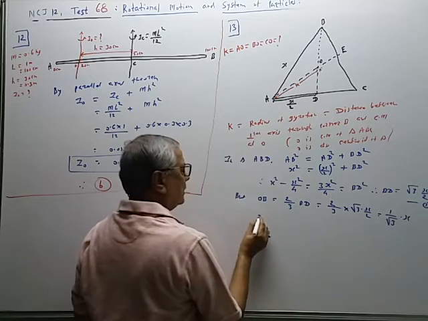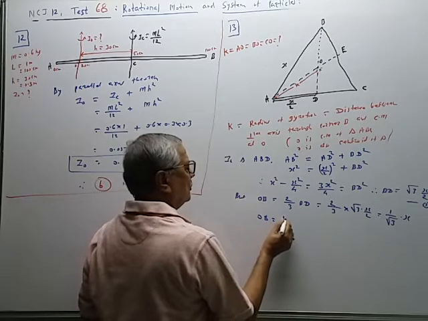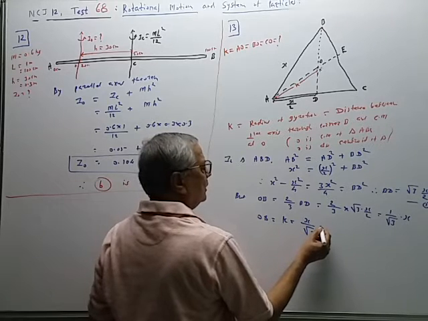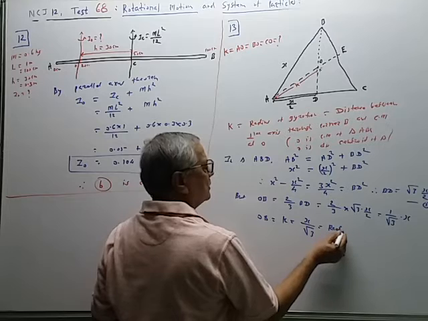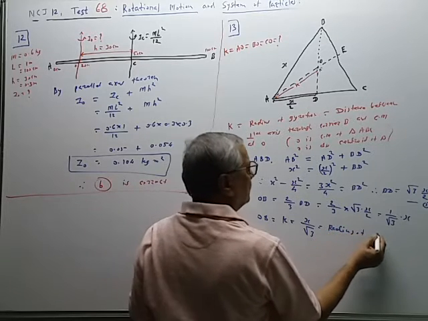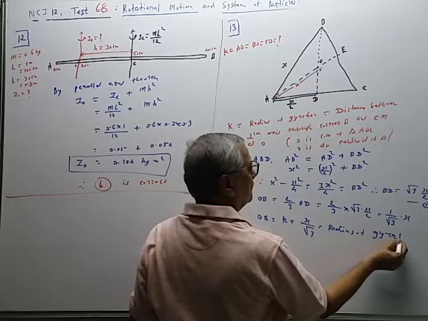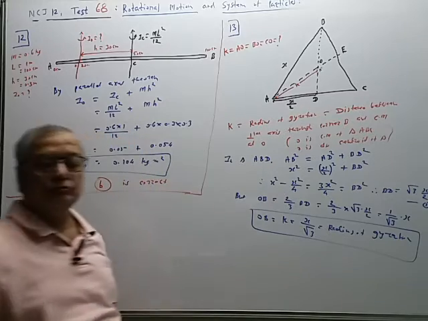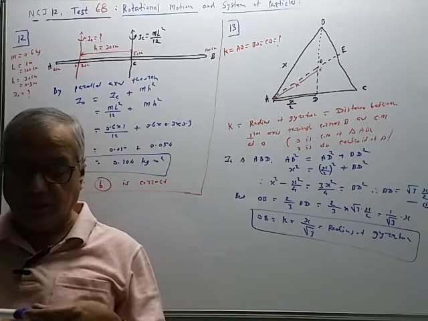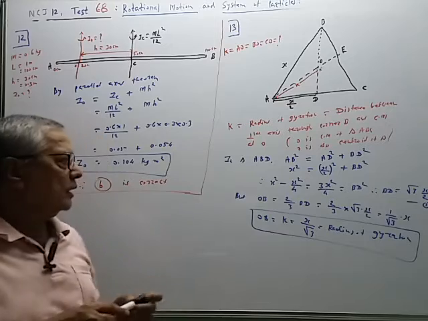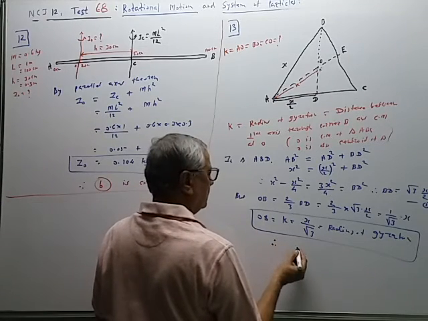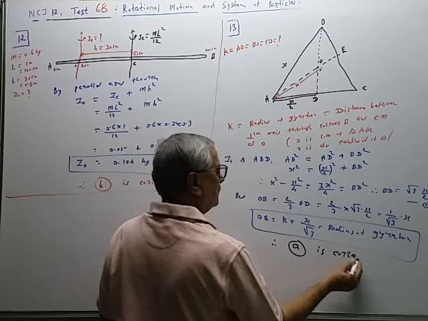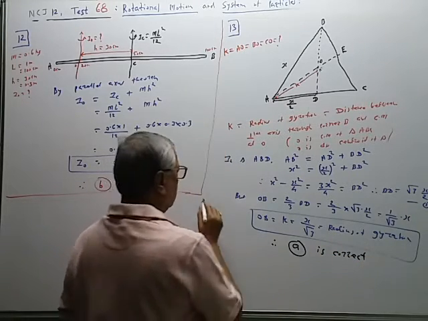x. Therefore OB is equal to K is equal to x upon root 3, which is the radius of gyration about the given axis. This is the correct answer. K, the radius of gyration, is equal to x upon root 3, and therefore A choice is correct. A is correct.